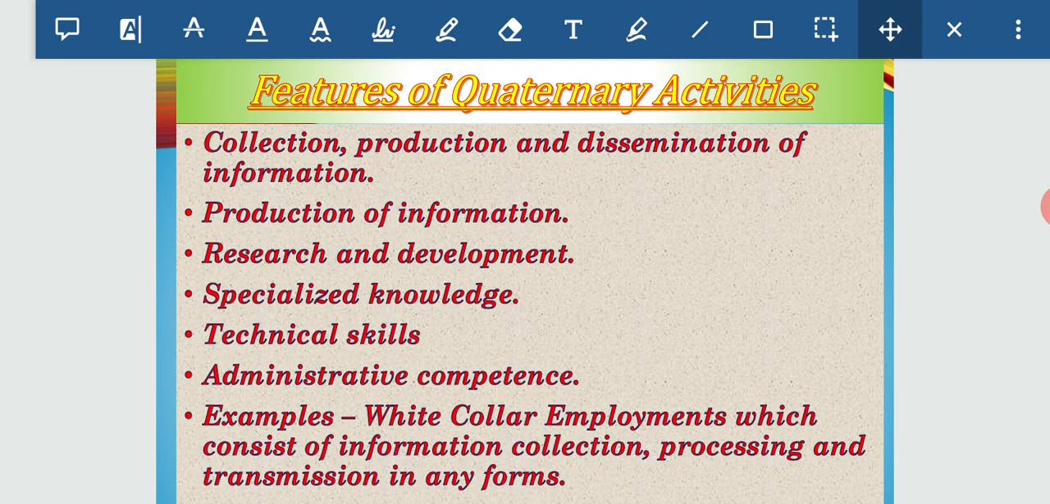Doctors collect what the diseases are, then they work out how they can be treated, and then they practically do the work by treating the patients. So in this way all the white collar workers are engaged under these quaternary activities.